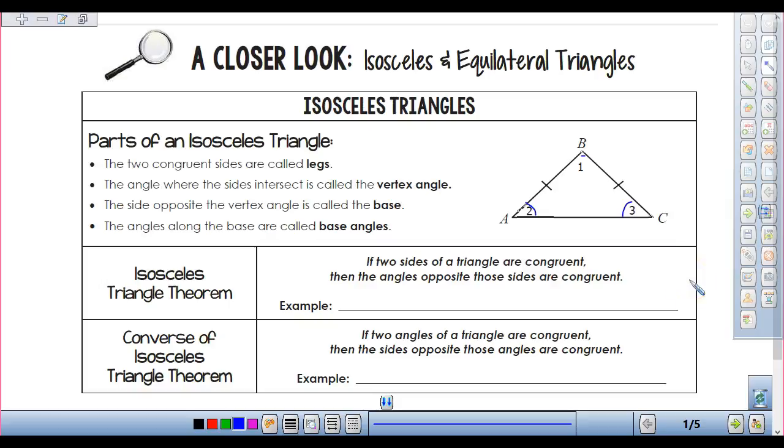Okay, and then the opposite is true too. If my two angles are congruent, then the sides across from those are going to be congruent. Make sense? All right, sort of?